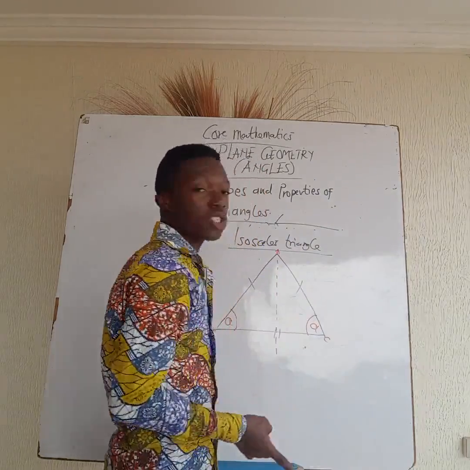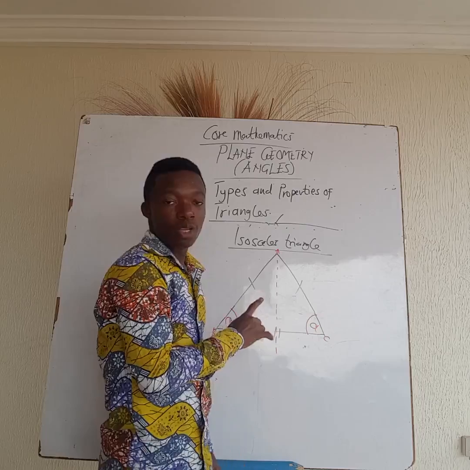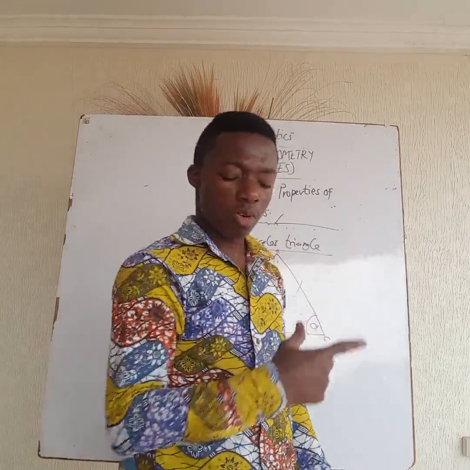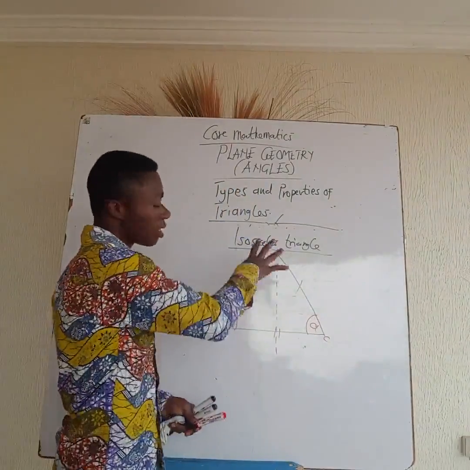So it has no rotational order, has one line of symmetry, has two of its sides equal, and the base angles also equal because of the two sides. So that is the isosceles triangle.